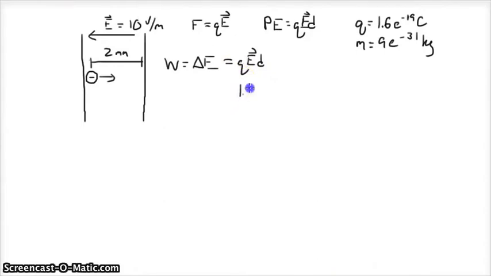So Q is 1.6 e to the negative 19. Our electric field is 10, which is simply going to make this 1 e to the negative 18 times our distance.